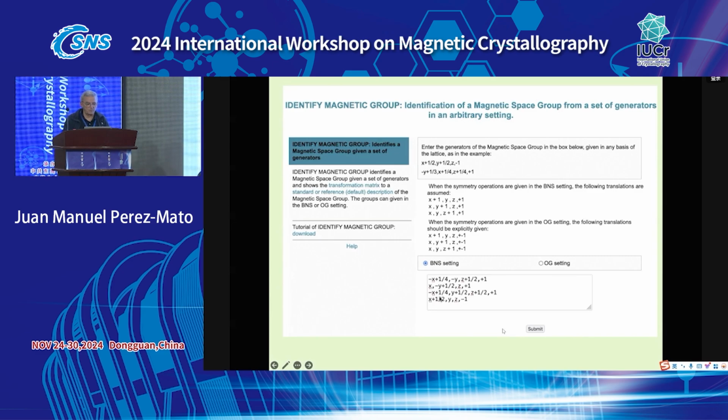If you have your computers and you have access to the Bilbao server, you could go to this program, which is called Identify Magnetic Group. Okay.